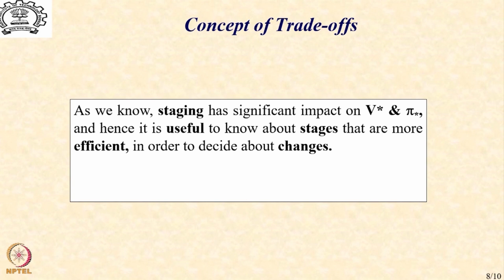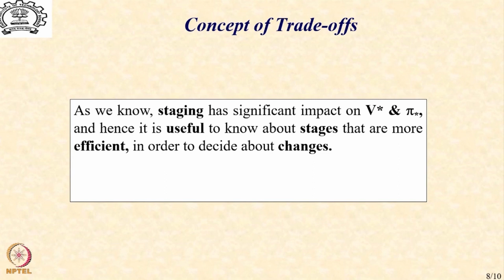Now, what is the basic concept of this trade-off? As we know, the staging has significant impact on both V star and pi star, and hence it is useful to know about stages that are more efficient in order to decide about the change, which means we pick V star and pi star as the fundamental driver of the procedure that will tell us which stage is going to be more efficient.